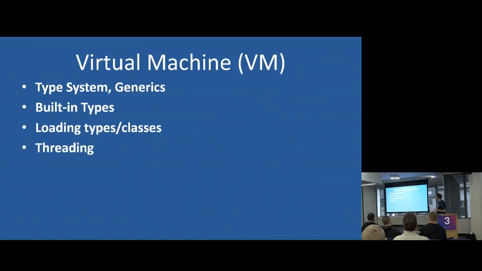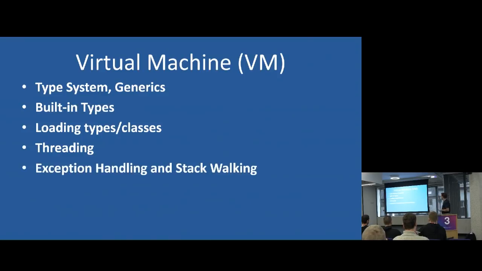Loading of types and classes, threading, the abstraction of threading, and I'm not even talking about when you get up to the level of thread pool and stuff like that, which lives actually outside of the runtime, but just the raw .NET threads are an abstraction on top of OS threads.